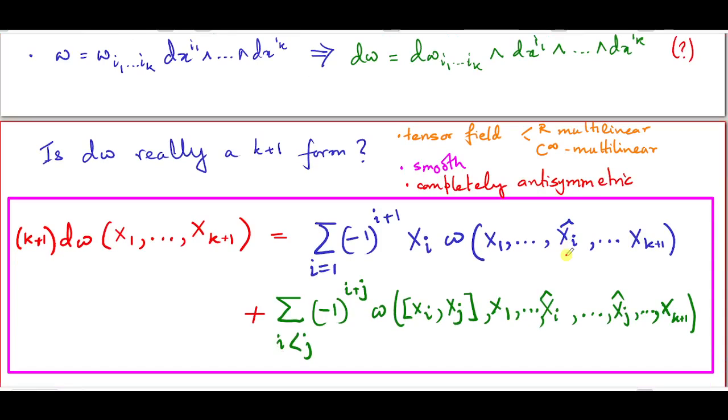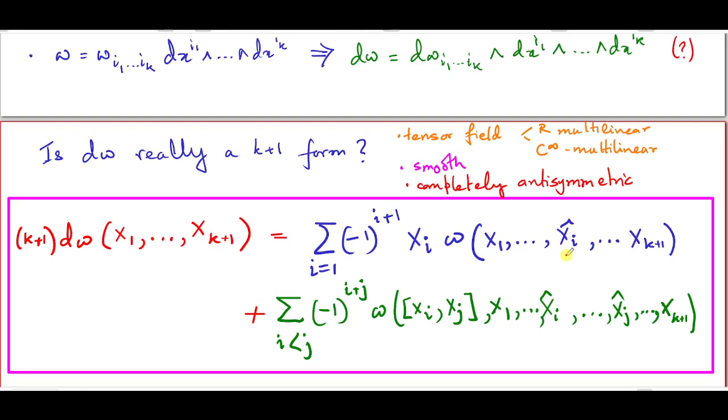We should be able to establish all of these starting from the definition of d omega given in this particular manner. We are going to do that, but not in the same order in which we stated them. We are going to start with the last one first. Let's begin by showing that this expression is completely antisymmetric.